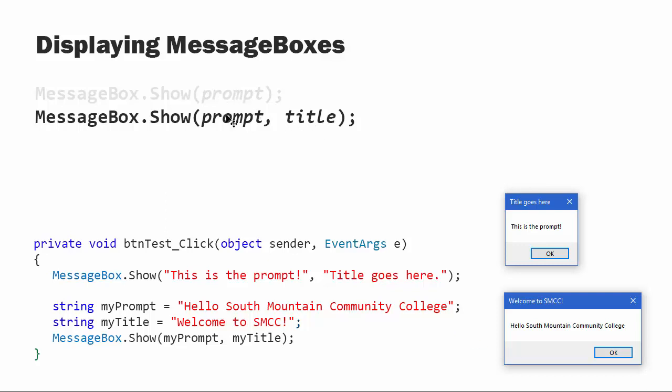This ability to put different things inside the parentheses of our method, remember, methods always have parentheses. Show is a method of the MessageBox class, or MessageBox object. The ability to put multiple or different items inside the parentheses is called overloading. So here we have MessageBox.Show. I still have this as the prompt, and I added the title goes here. And you see we now get a title in the title bar of that dialog.